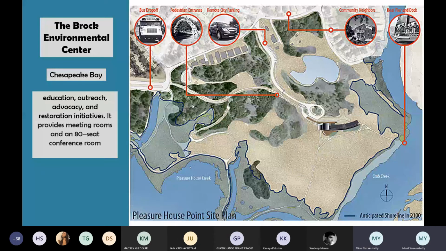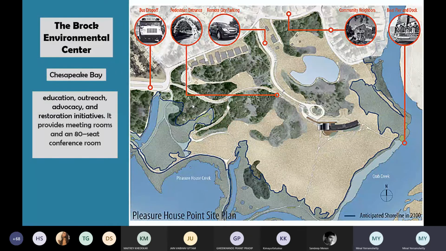So this is the Brock Environmental Center. This is in the US, on the Chesapeake Bay, one of the very important environmentally sensitive areas. Why? You can see this black line here. Can you see my cursor? Okay. Do you see this black line?